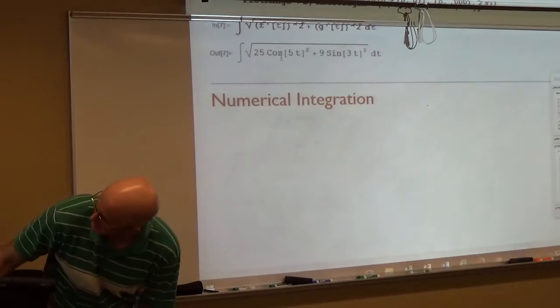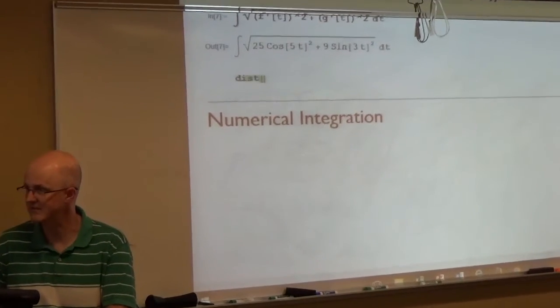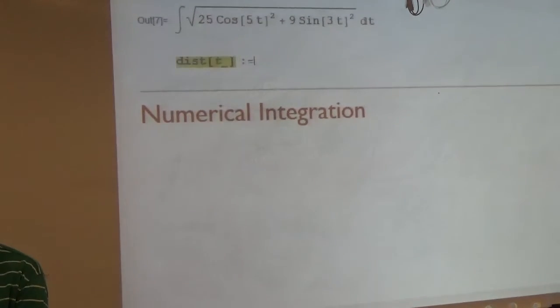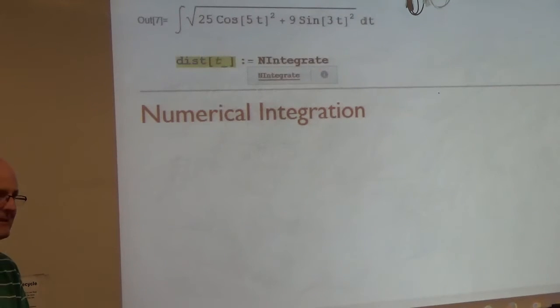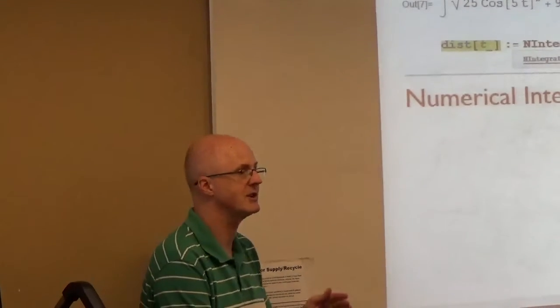And probably the best way to create your distance traveled function, I'll call it dist of t, is to use a command called NIntegrate. Capital N, capital I. Numerically integrate is what that means. Approximate the answer. But I'm going to think of it as a function of t. I'm going to have Mathematica do lots of numerical integrations for different times.